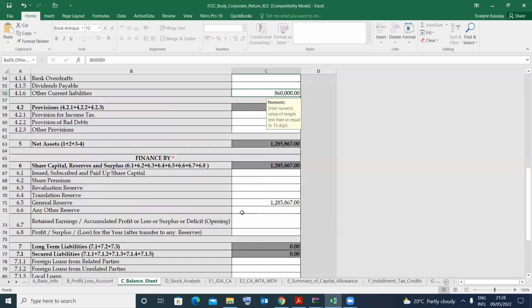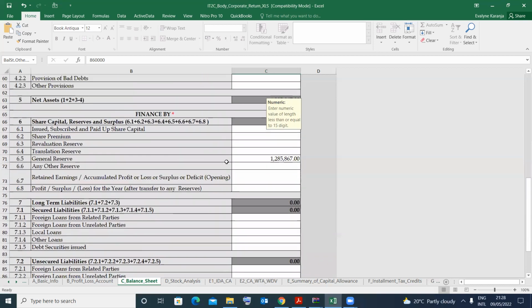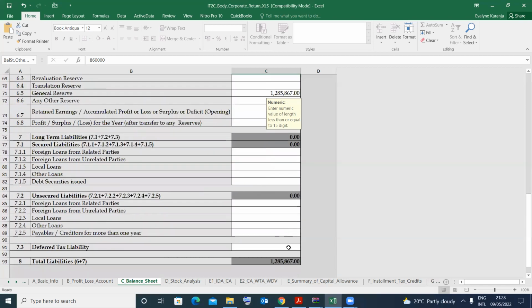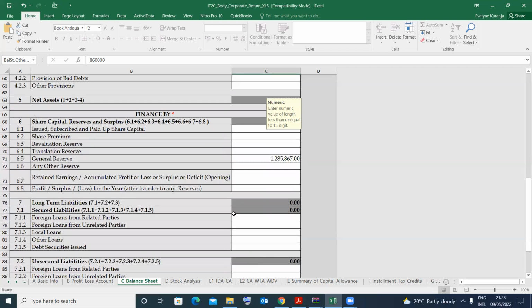Oh, yes. So that is why you are seeing the figure, juu kidogo, the figure down there, that is total liabilities, that is share capital plus long-term liabilities, will always be equal to net assets. So that's why you are seeing 1285,867 is equal to 1285 uko chini. Is it balancing? Yes, it is. Balance kabisa. So ikisha balance now, it tells you are okay. So you are done with the balance sheet.